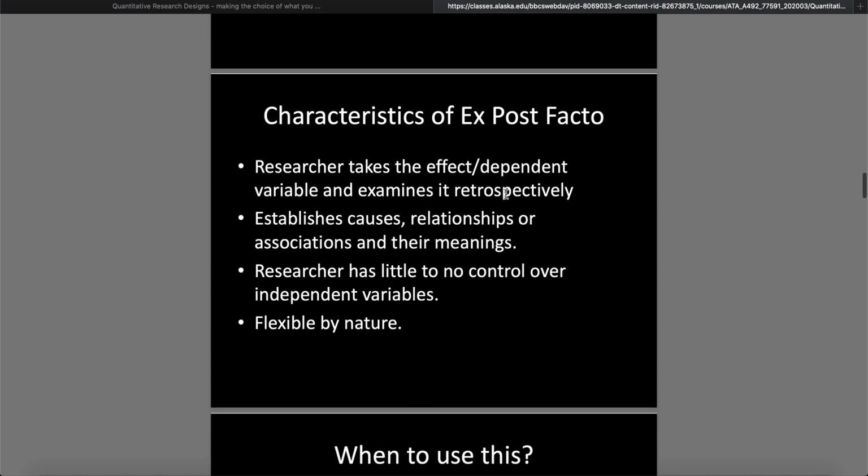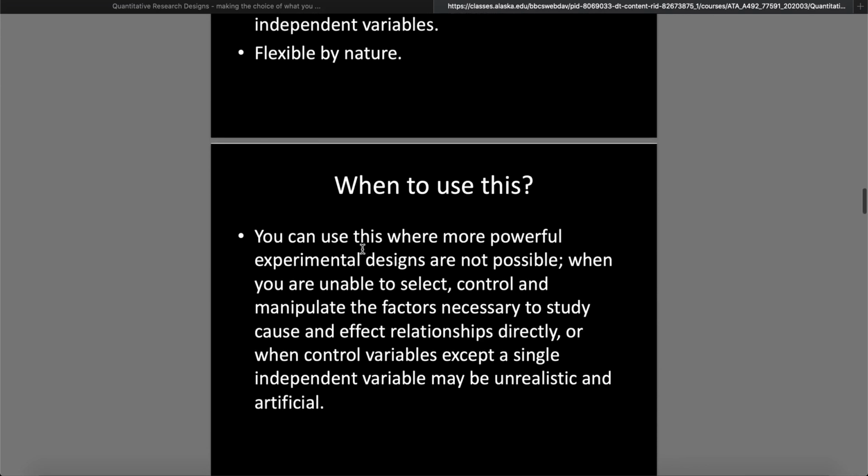Characteristics of ex post facto is what you're trying to do is look at dependent and independent variables, or we call them now the effect versus dependent variables, and examine it retrospectively. So we're looking at it from a historical point of view. And what we're doing is establishing causes, relationships, or associations based off that data set by looking at the statistics based off that. You have no control over the variables, so it's already been done. So all you're doing is taking that data set and looking at seeing what's going on with that historical data set. So when should you use that?